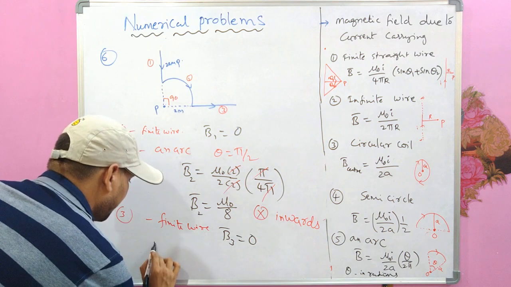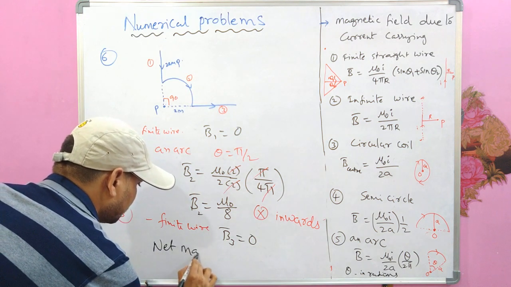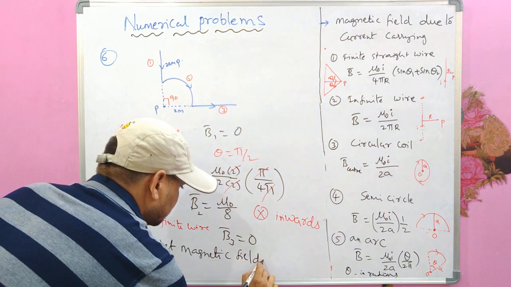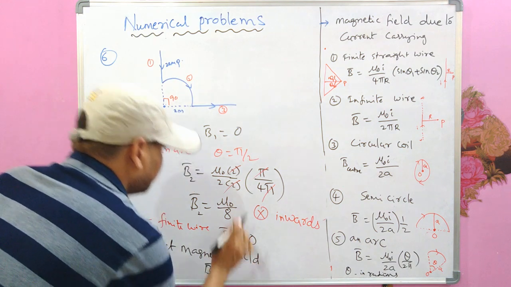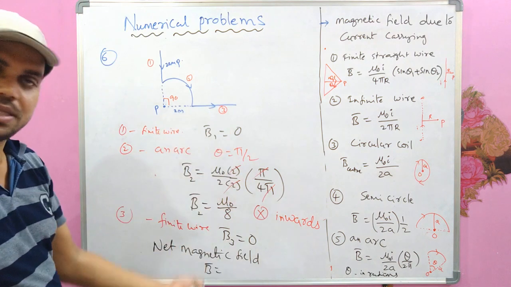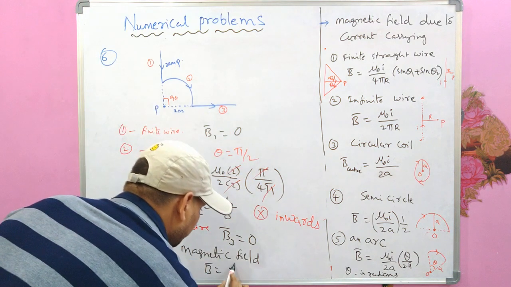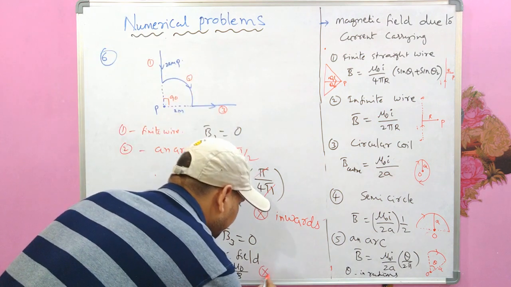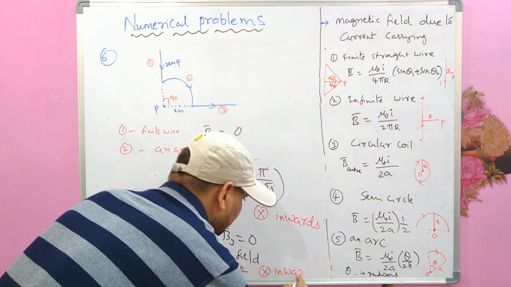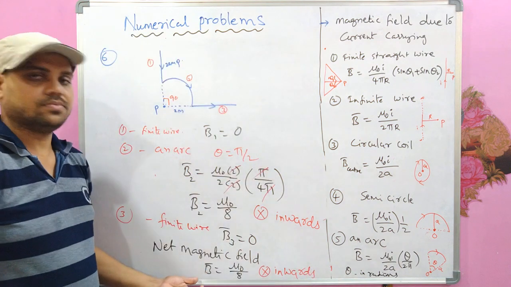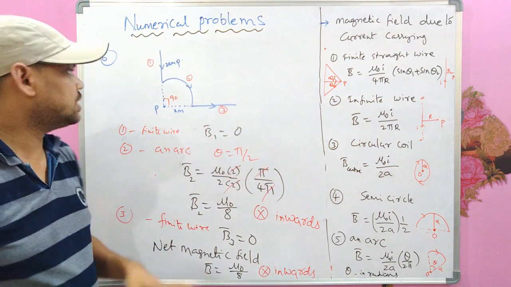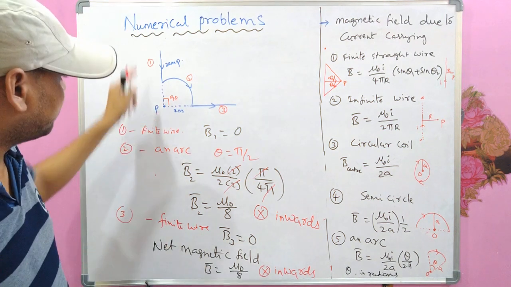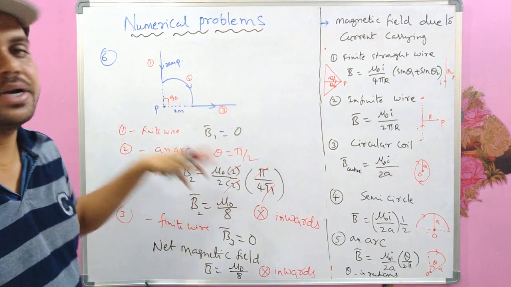Okay. So the net magnetic field will be the algebraic sum of all these components, that is simply B2 because B1 and B3 are vanishing. So mu naught by 8 with inverse direction. Okay, so this is how we calculate the magnetic field for this example by dividing them into components.